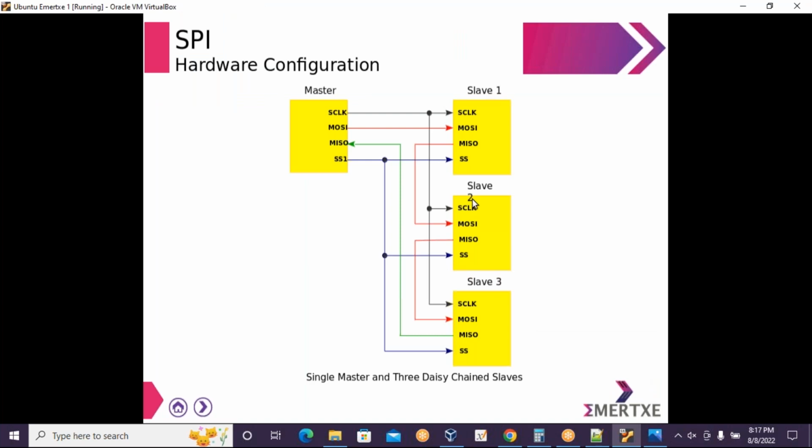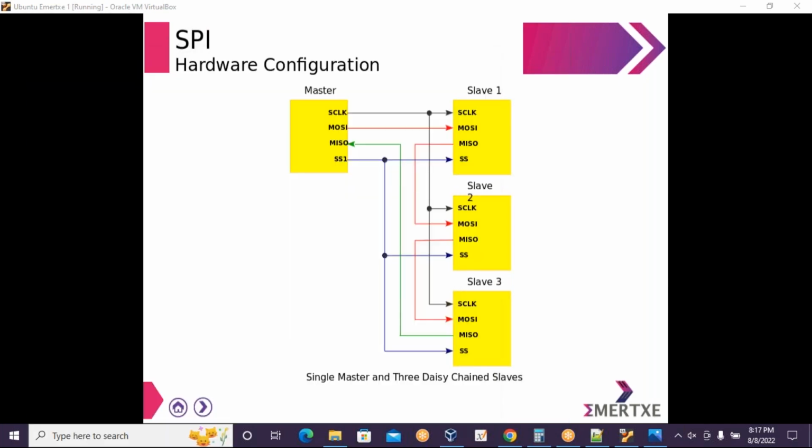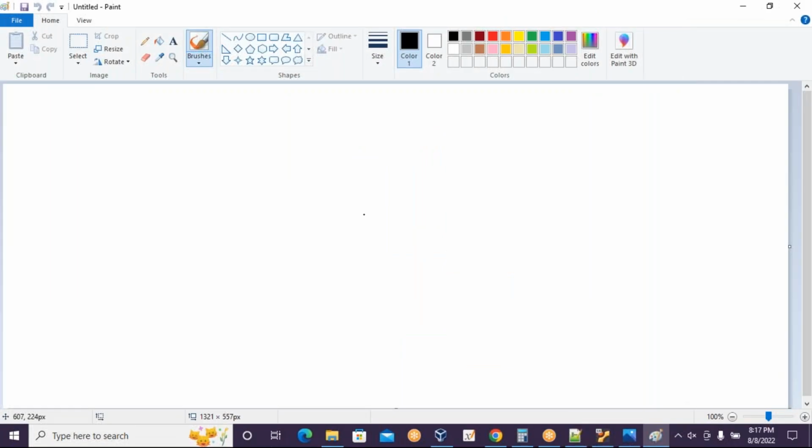If I have to write the data to slave 2, I have to first write it to slave 1, then it comes to slave 2. There is no point to point communication. Now, how will I make sure data is being written just to slave 2? I don't want to write to slave 1. I want to write it into just slave 2. For that, let me go with a simple example. Okay, just to make you understand how the data can be written, I'm going with a simple example.